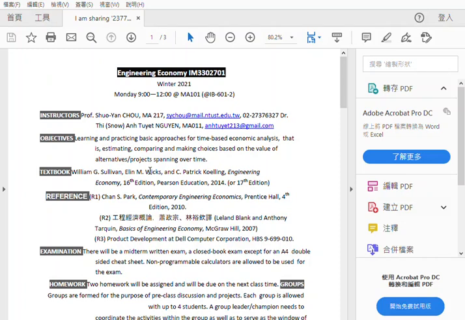Okay, so that's the textbook. I put a few references just for you to compare. The first one is Chong Park, and it doesn't matter which year it was published. Again, as I said, the contents, from my perspective, cannot be changed because it's a very basic principle of computing the value of the money.